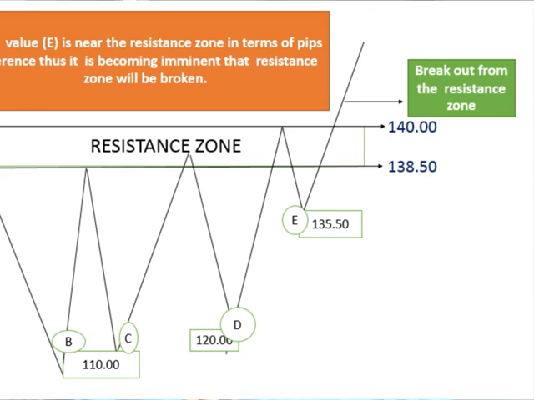But if price reaches 135.50 only to come back and retest the resistance zone at 138.50, it is more likely that there is a significant amount of sellers at play, meaning there will soon be a breakout.